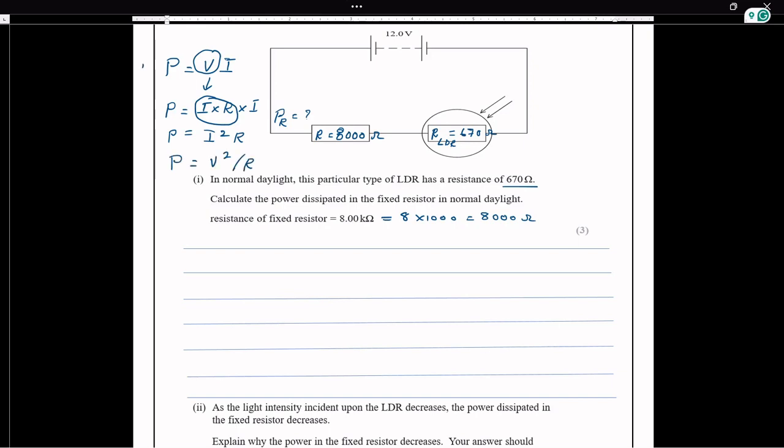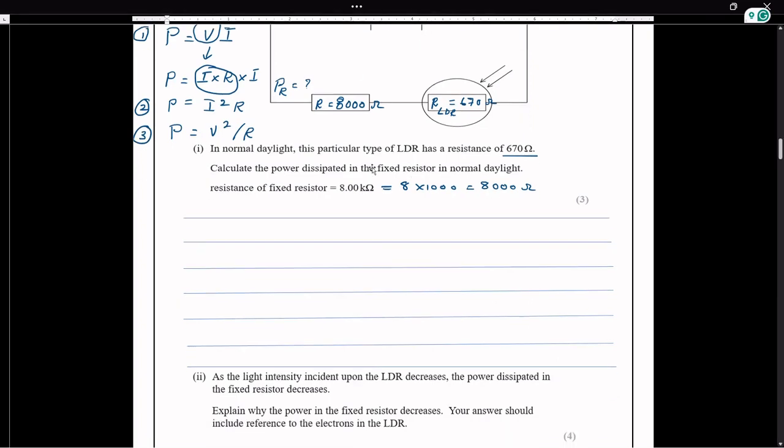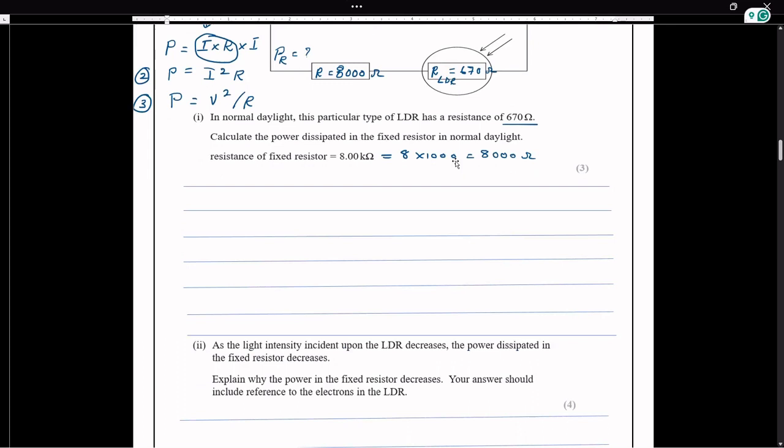So these are the three equations we are using to calculate power, and especially power dissipation we are calculating with the equations I square R or V square over R. Now here they are asking you what is the power dissipated across R. Power dissipated in R. So let us use the second equation, I square R.